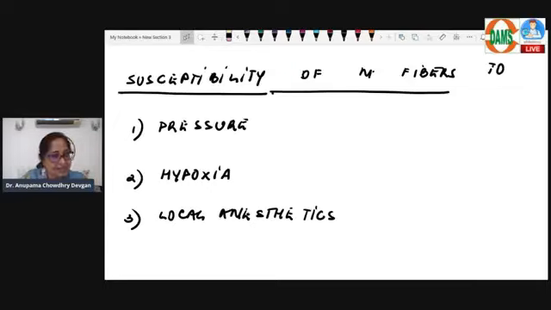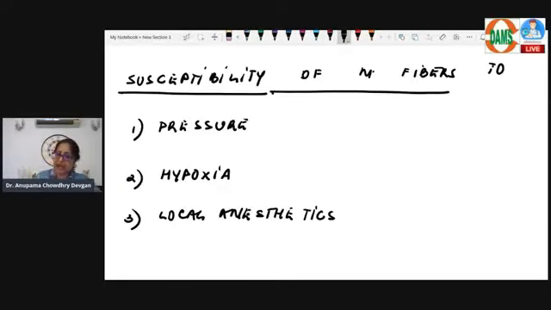If you can see them, they would still be seen. Have you understood? The postganglionic sympathetic nerve fibers are long fibers. Postganglionic parasympathetic are extremely small, because the parasympathetic ganglia are located in or near the organ they innervate. Okay? All right. So susceptibility of the nerve fibers to pressure, to hypoxia, and to local anesthetics.